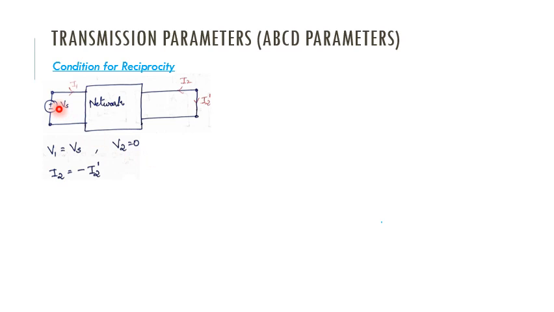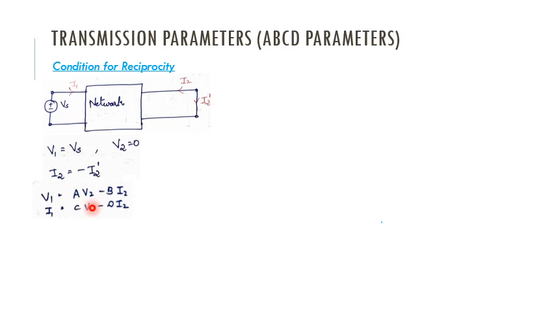From this diagram we can write input port voltage V1, that is the voltage between these two terminals, is equal to the source voltage Vs. And the output port voltage V2 is the potential between these two terminals. From this diagram it is clear that the two terminals are short circuited, hence the voltage V2 will be equal to 0. Then I1 is I1, and about I2, it is clear that the second port current I2 is minus I2 dash.